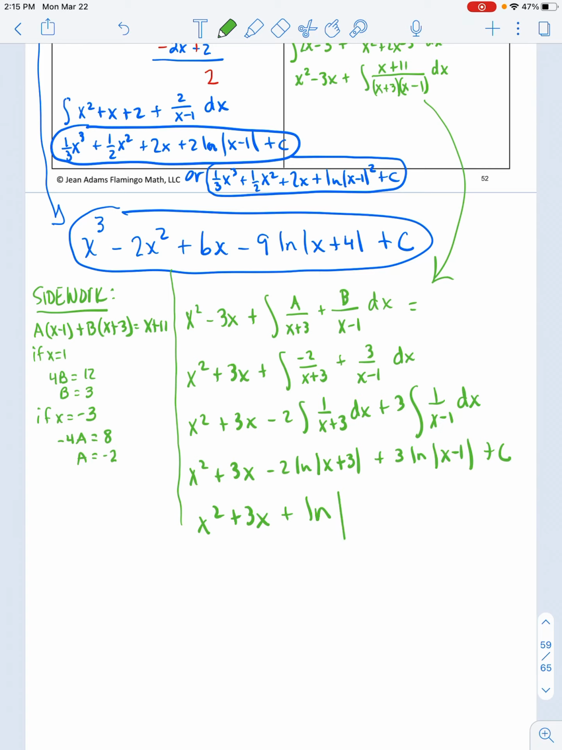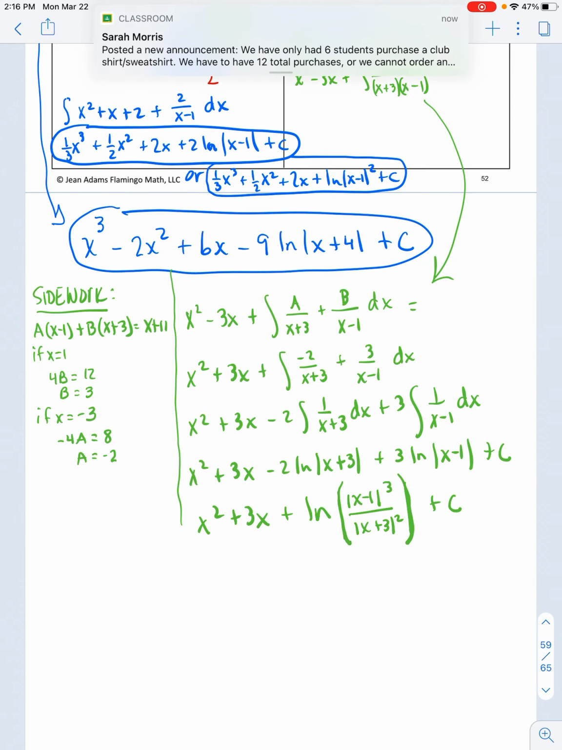I mean, you could do like what I did here and just put a squared and a third, but you could also say absolute value of x minus 1 to the third over absolute value of x plus 3 squared. That can be that, plus c.